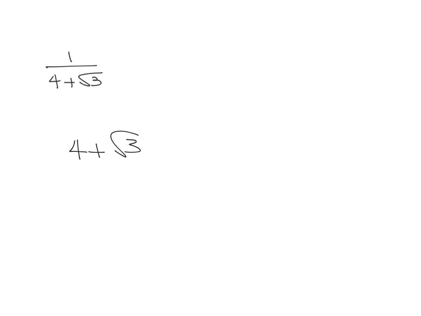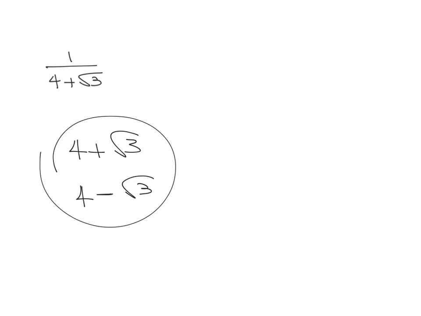A conjugate is an expression that has the exact same numbers in it, only the sign in the middle is different. These are conjugates of each other. One is a plus, one is a minus, but the numbers are the same. So when we're trying to get rid of a radical in the denominator, and we have more than just the radical in the denominator, we multiply the top and bottom by the conjugate.